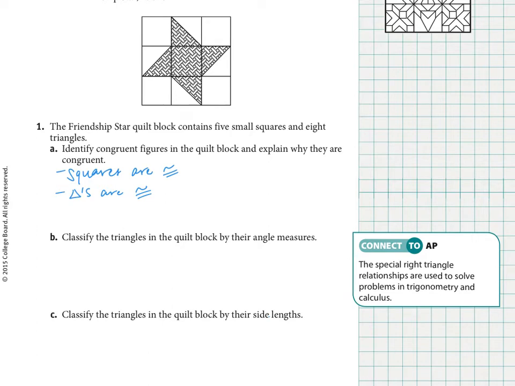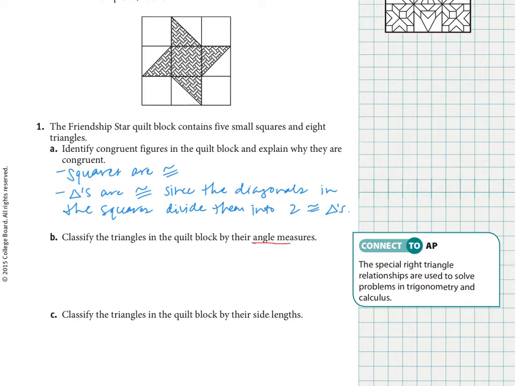And the reason we know this is because we can see that our diagonal cuts through and divides each of the squares into 2 triangles. So we're going to say the triangles are congruent since the diagonals in the squares divide them into 2 congruent triangles.